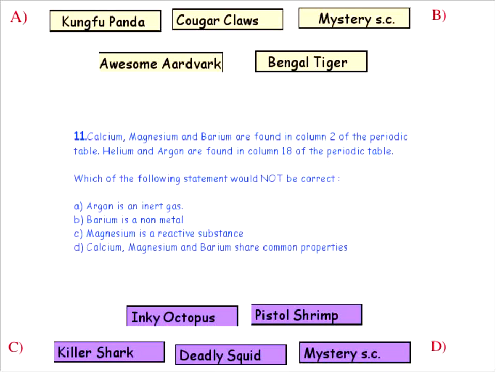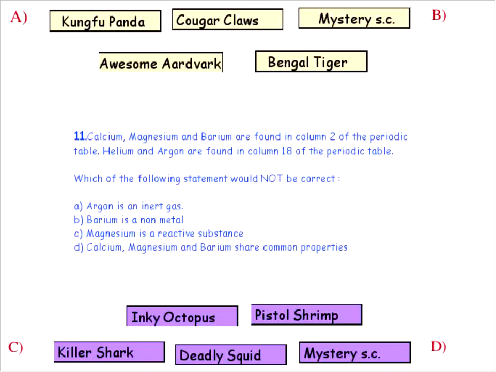Okay. Last one we're going to go over again. It says calcium, barium, magnesium are found in column 2. So again, we know those are metals. Helium and argon are found in column 18. That's the last column. Those are the inert substances. They're inert because they don't react very well with other substances. So which of the following is not correct?